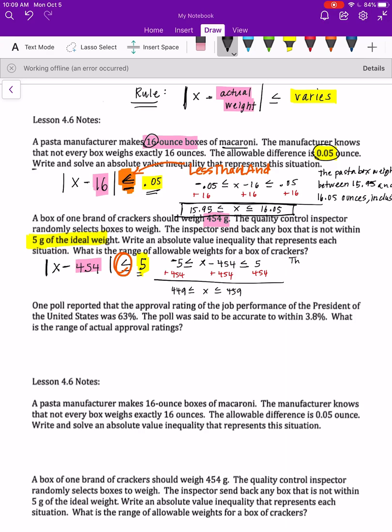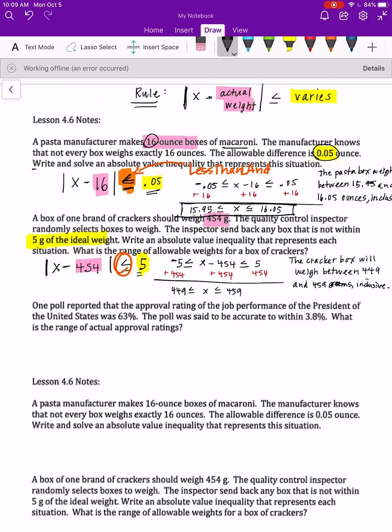So the cracker box will weigh between 449 and 459 grams, and then the word inclusive, meaning including. And there you have it.